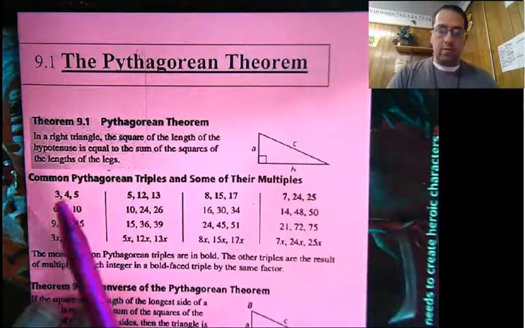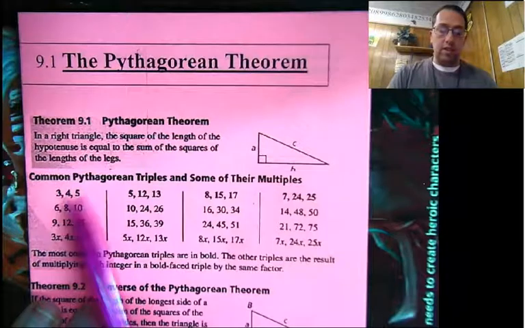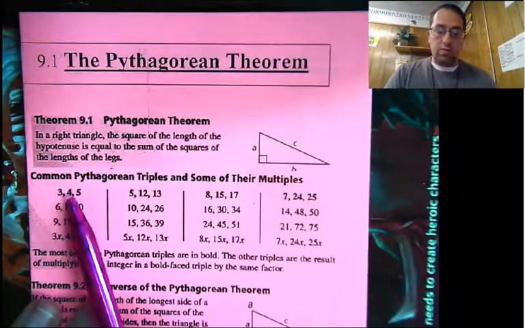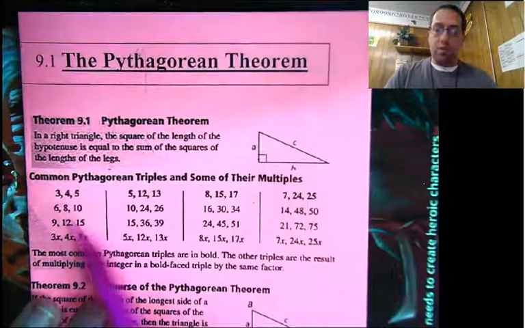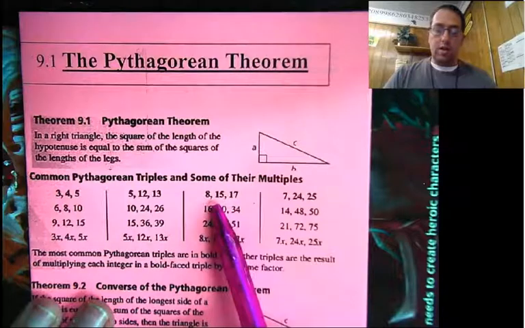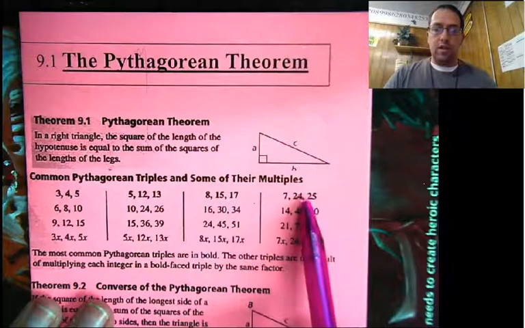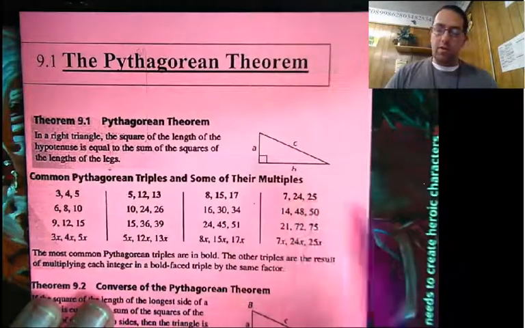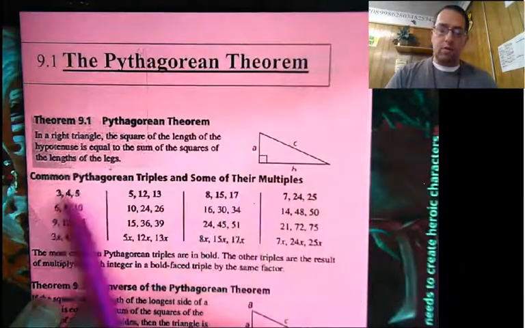The most common ones are 3, 4, 5, which is the easiest one to remember. I love that one because there it is, 3 squared plus 4 squared equals 5 squared. 3, 4, 5, 5, 12, 13, 8, 15, 17, and 7, 24, 25. Remember, very important, c, the hypotenuse, is always that longest side.